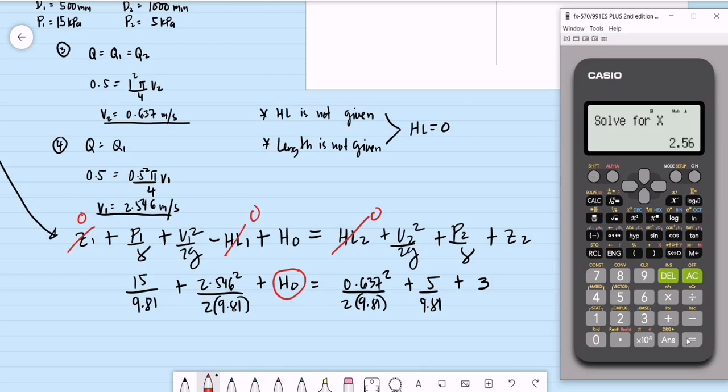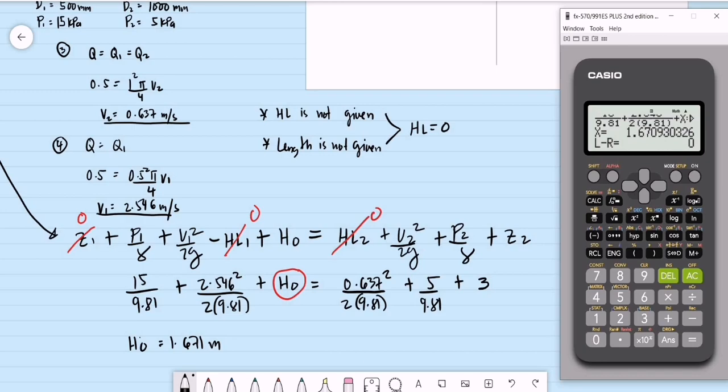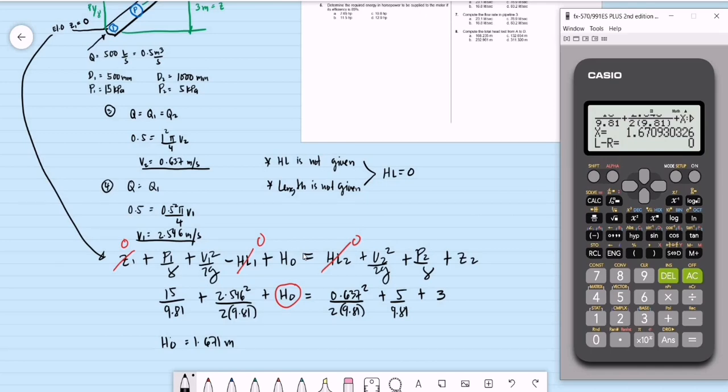Then we are doing shift solve. We have that value: the head output of the pump, question number 4, is equal to 1.671 meters. That's 1.6709, let's have it as 1.671 meters. On our choices, we check on our choices.